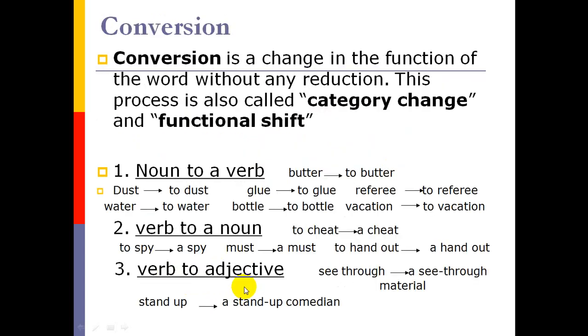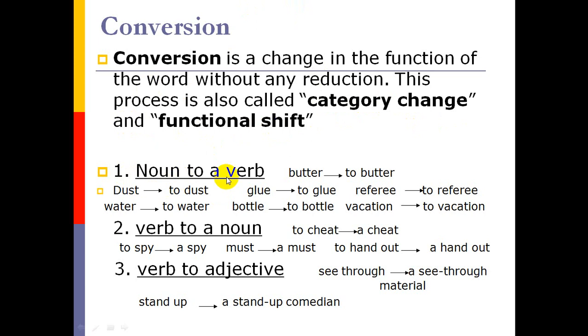This is easy. Conversion. Conversion is a change in the function of the word without any reduction. So the word stays as it is. This process is also called category change or functional shift. So the word changes its category or its function, sometimes from a noun to a verb, from a verb to a noun, from a verb to an adjective. That's why it's called category change or functional shift conversion.